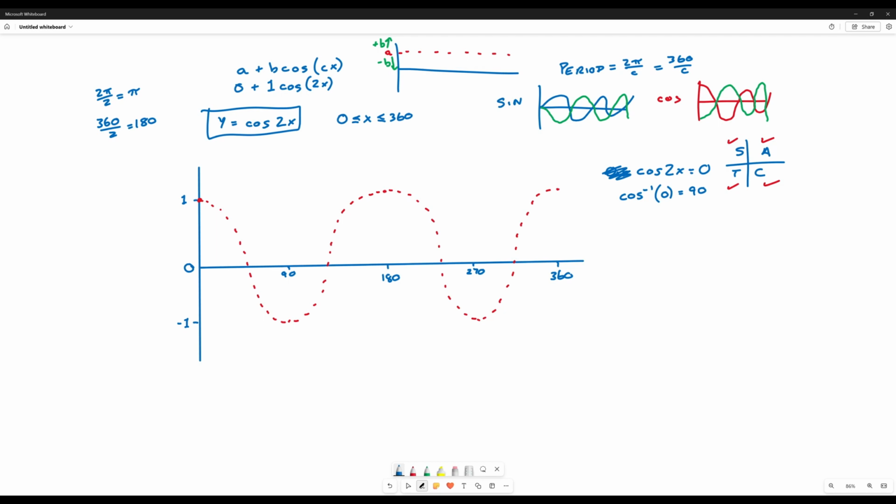The first quadrant is just whatever the reference angle is, so one of them is 90. The second one was 180 minus 90, which is also 90. Then there's going to be 180 plus 90, which is 270. And then there's going to be 360 minus 90, which is 270. So you notice that the 2 angles we're going to use are 90 and 270. So we do the same.